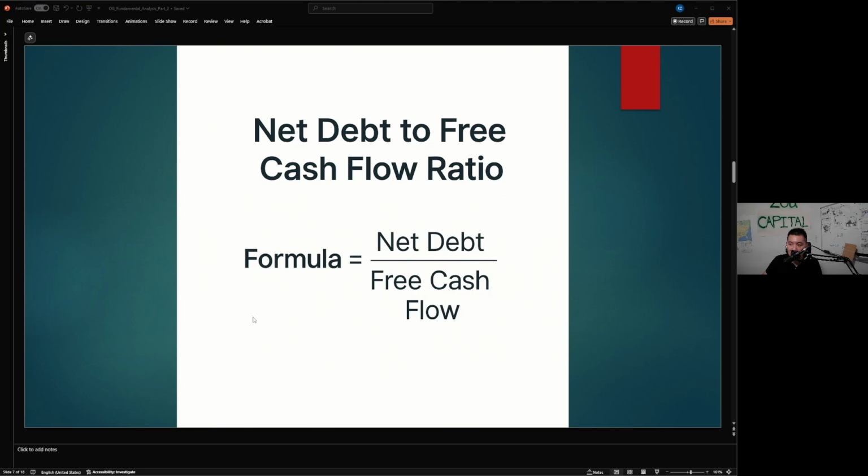Now coming back to net debt to free cash flow ratio. For this ratio, if it's below 1, it's what we will call a fortress balance sheet. Everything from 1 to 2 is healthy and sustainable. Anything above 2 is in the over-leveraged territory.